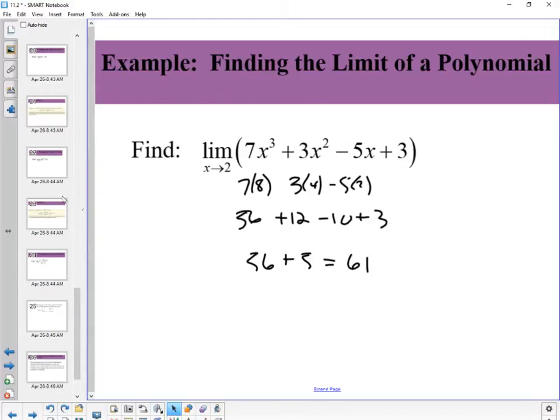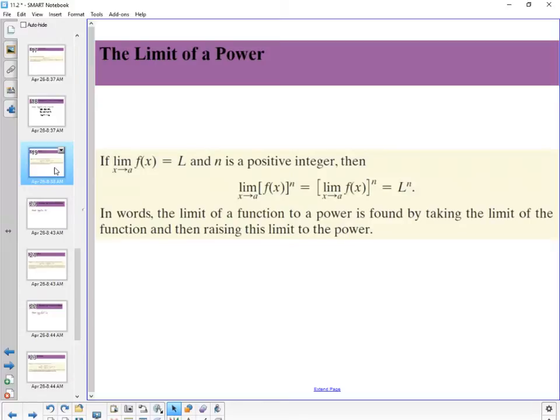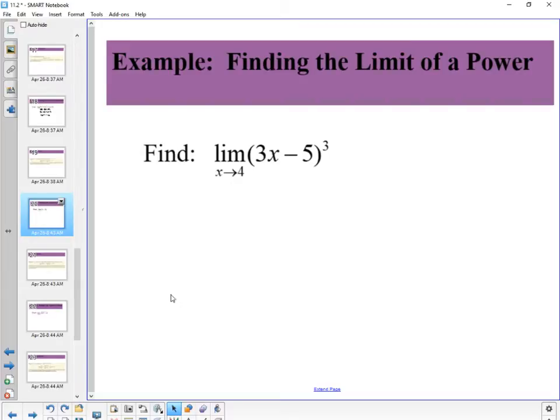Okay, so the limit of a power. Same deal, right? Do I have to worry about having undefined business going on here? No. So if I plug in a 4, I should be just fine. 3 times 4 is 12. 12 take away 5 is 7. 7 to the third is 343. So the limit of 3x minus 5, all to the third, as x approaches 4 is simply what the value is equal to. Okay? So it'll be 343.